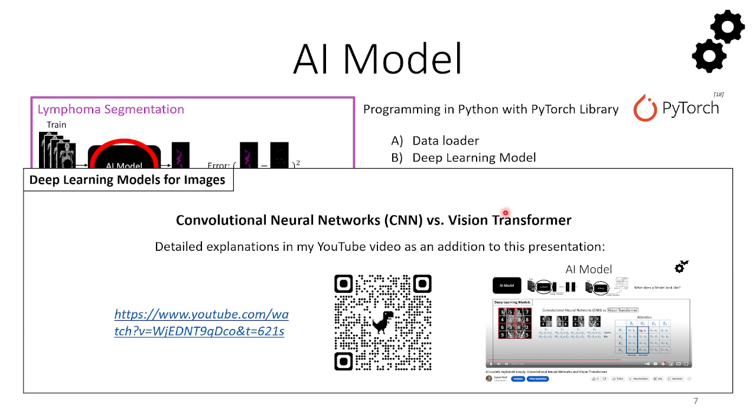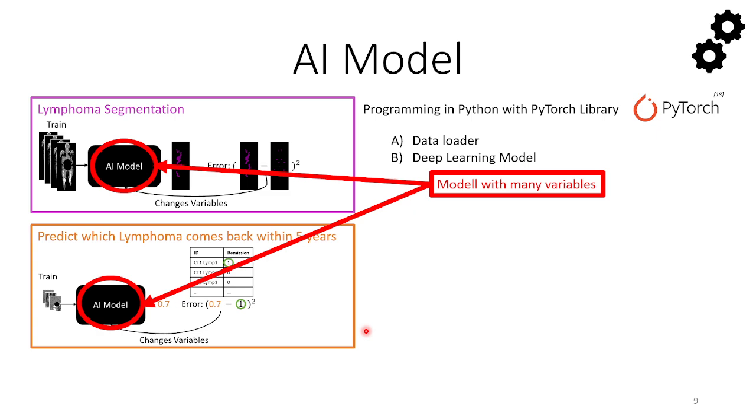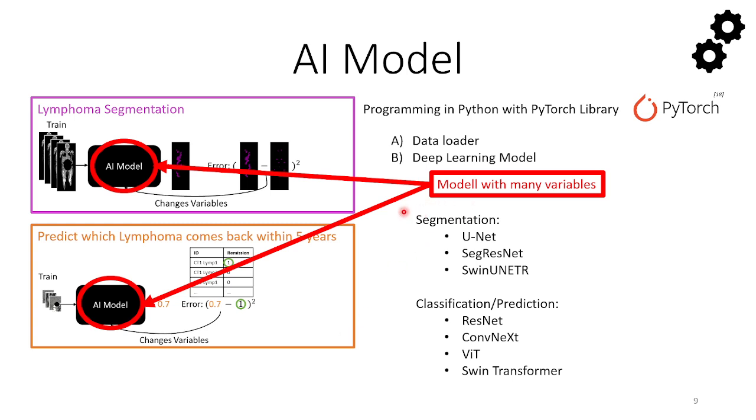But in the end, it's not so important to know in detail which specific calculations happen there, because you will just take a model from PyTorch or Hugging Face or MONAI. And there are millions of possibilities for what calculations you can do in there. Big companies with many NVIDIA GPUs just tested many different combinations and found some good models for specific tasks.